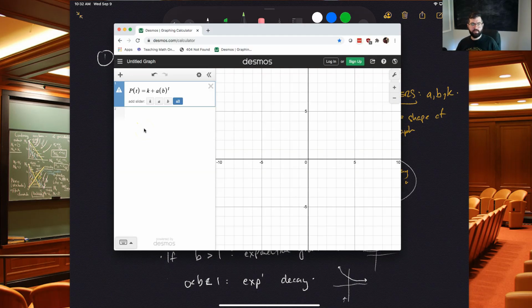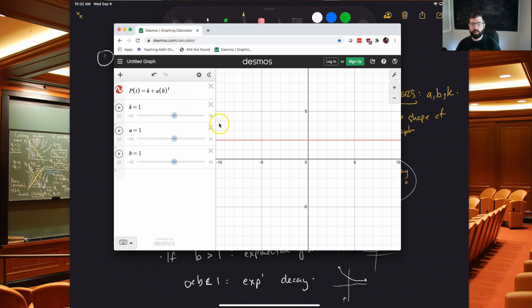So when I'm in Desmos, you can type in the expression. Usually it only accepts t or x as inputs. So I wrote p of t equals k plus ab to the t, and then it'll notice that you're using parameters. And so we'll say, do you want to add some sliders for these? I'm going to say yes here because I want to play around with these. And so let's take a look at a function that might be something like this. 4 plus 2 times 3 to the t.